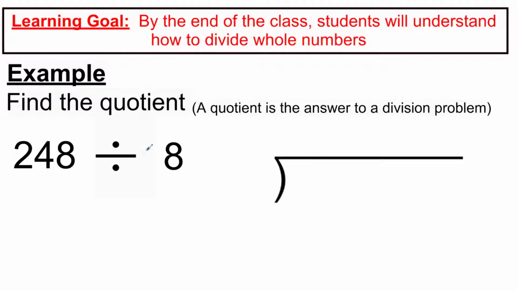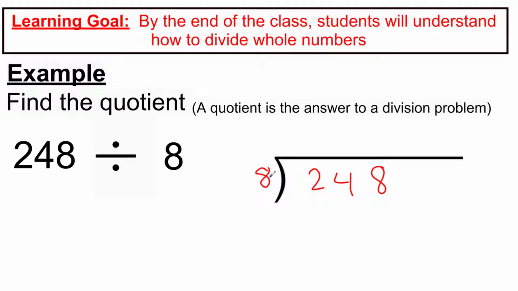We're going to take the first number, what we're dividing, 248 items, and place that underneath. The number of times that we're dividing this goes on the outside right here, okay? And so here's what we're going to do.